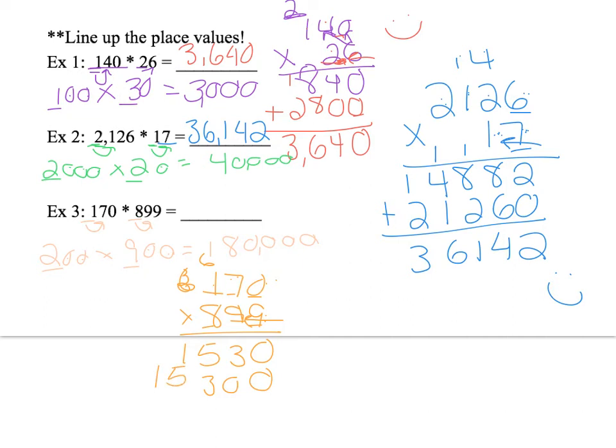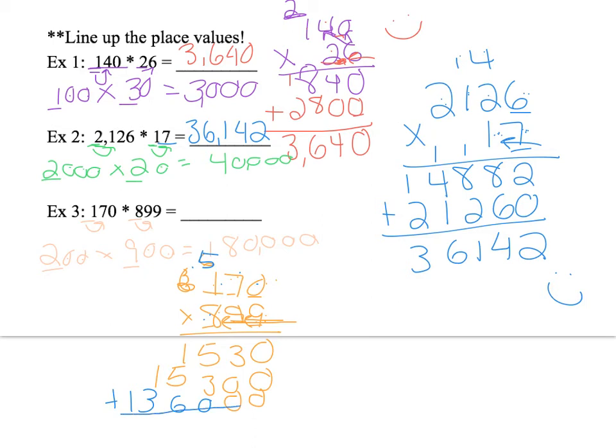And finally, we're going into that third position here, which is the hundreds place. So we're going to skip 2 place values. We need to have 2 placeholders. 8 times 0 is 0. 8 times 7 is 56. Carry your 5. And 8 times 1 is 8 plus 5 gives you 13.